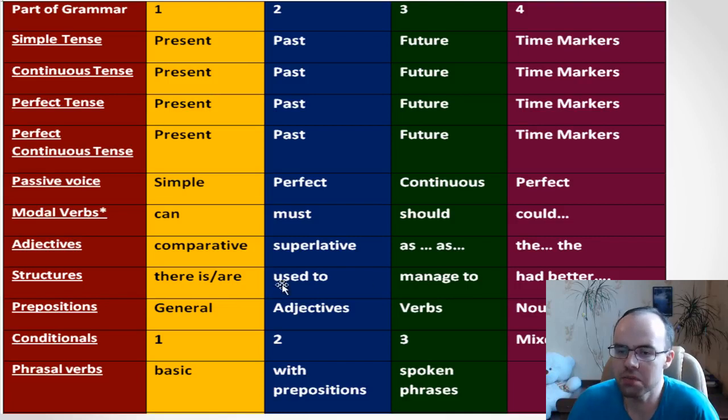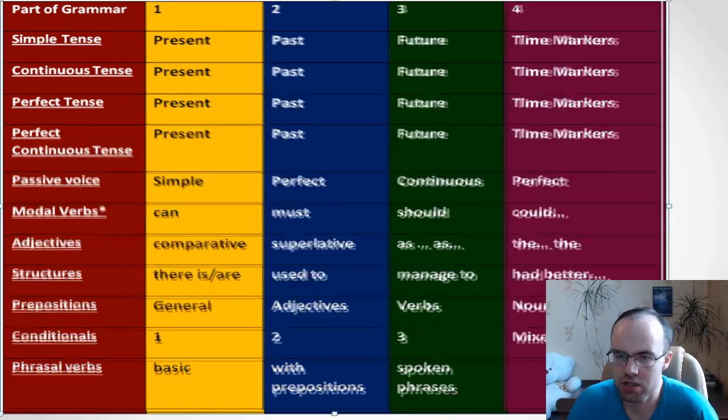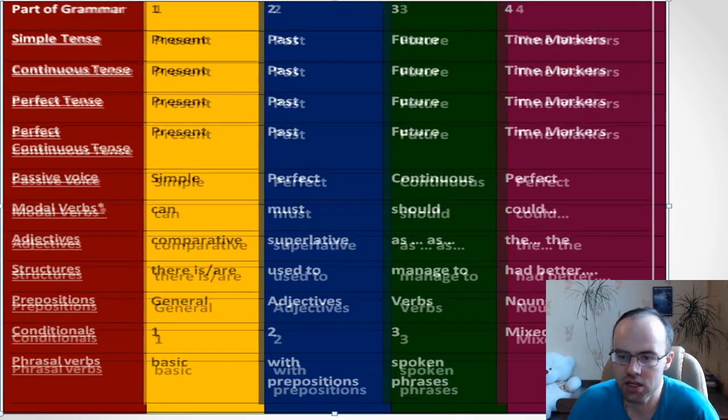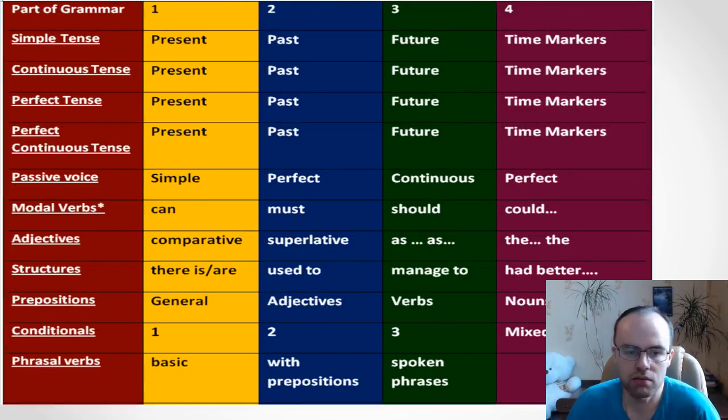Not 5, not 10, much more. I believe it's around 150, around 200. And also focus on prepositions, not just their basic meaning, but lists. Adjectives with prepositions, verbs with prepositions, nouns with prepositions, as you see here, and conditionals and phrasal verbs. Okay, my friends, I think that you also have something to tell us.